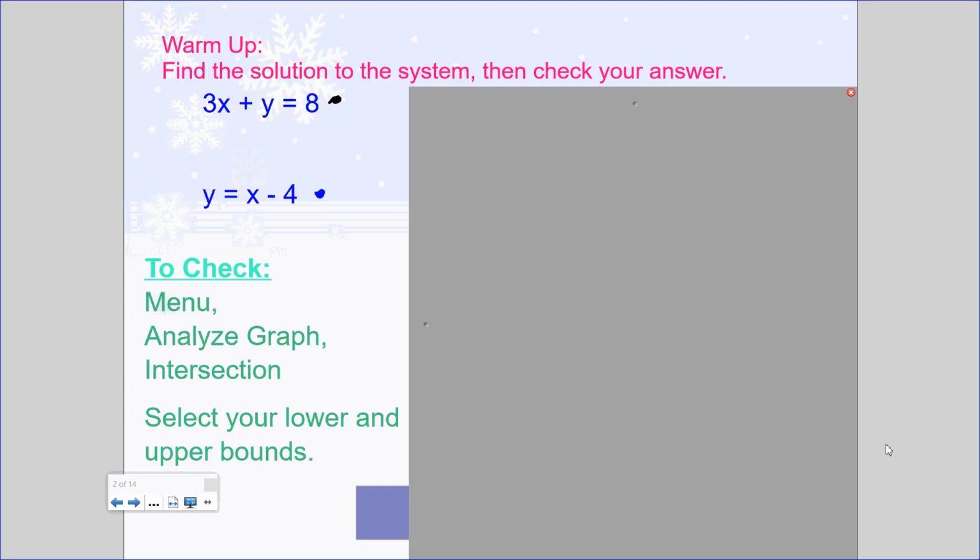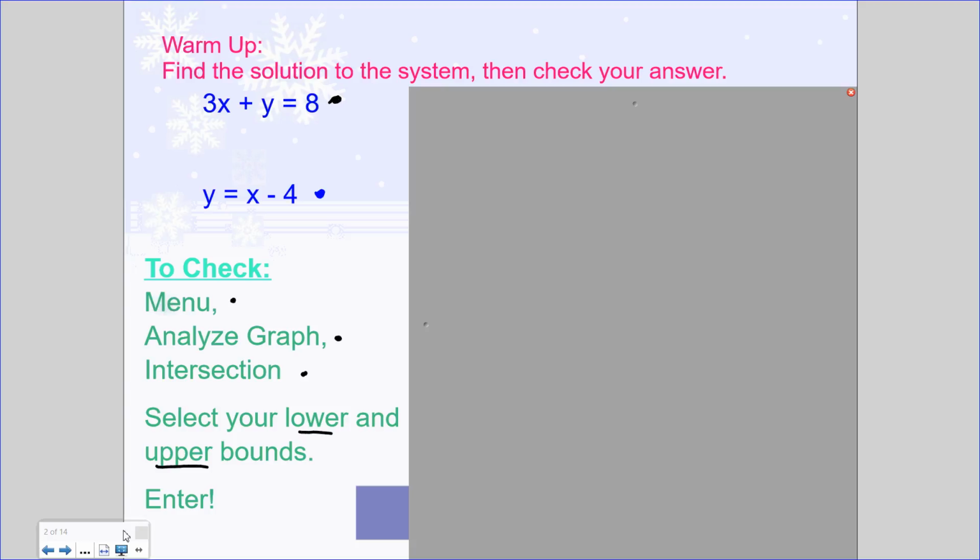And remember that you can graph both of your equations in your calculator and then type menu, analyze graph, and then intersection. Then select your lower and upper bounds, and that will allow you to confirm that your intersection point is correct. So go ahead, graph this problem. When you pause the video, when you click play, we'll check together.